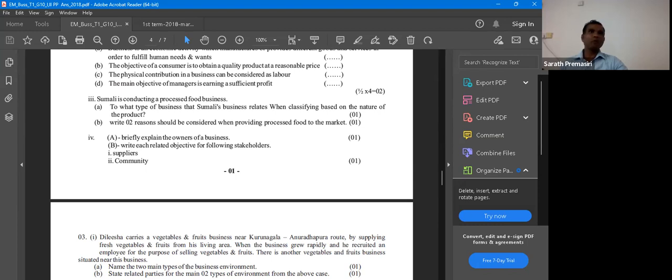2019 paper to be discussed. 2017 paper to be discussed.